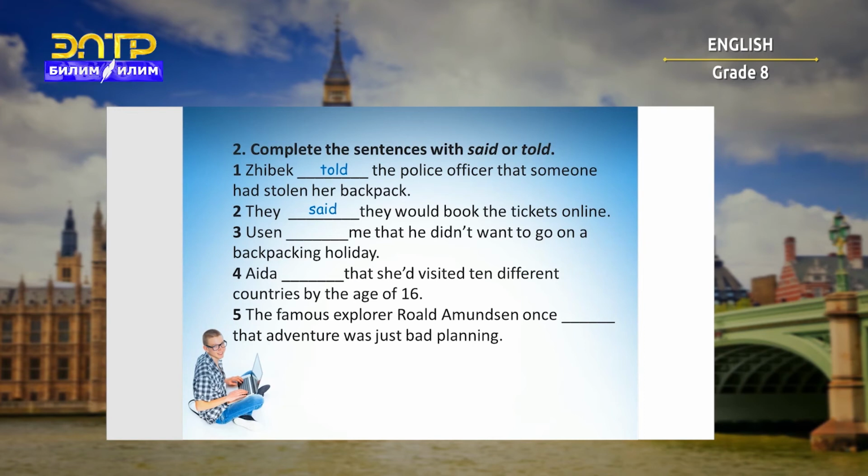Number 3. Usen told me that he didn't want to go on a backpacking holiday. Sentence number 4. Aida said that she had visited 10 different countries by the age of 16. Sentence number 5. The famous explorer Roald Amundsen once said that adventure was just bad planning. Good job! I'm sure that you have the same answers. Well done!